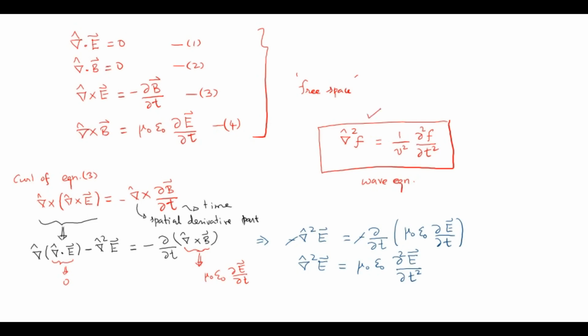So del square E vector here, and inside, del square E vector by del t square, and 1 by v square is nothing but mu naught epsilon 0. So based on the structure of this, therefore this is a wave equation.